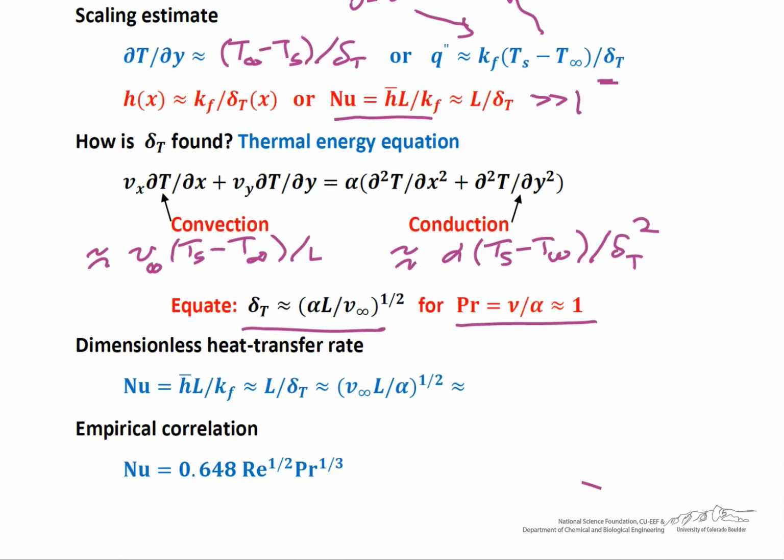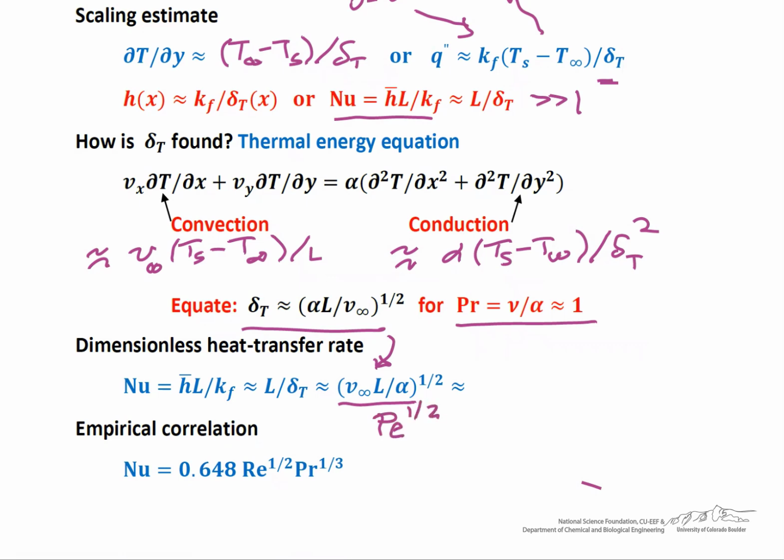And then finally, our dimensionless heat transfer rate, which is the Nusselt number, scales as the length of the plate divided by the thermal boundary layer thickness. We can use this result in that equation, and that gives us the following expression. This quantity here looks a little bit like a Reynolds number, but it actually is called the Peclet number. And of course, it's raised to the 1/2 power.